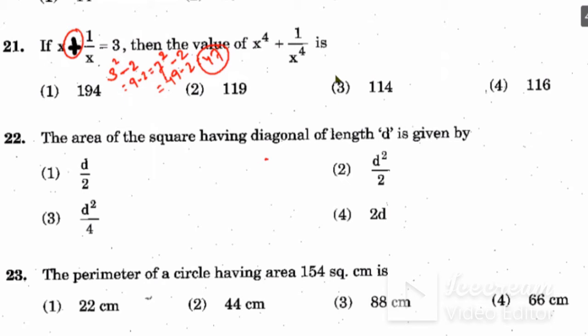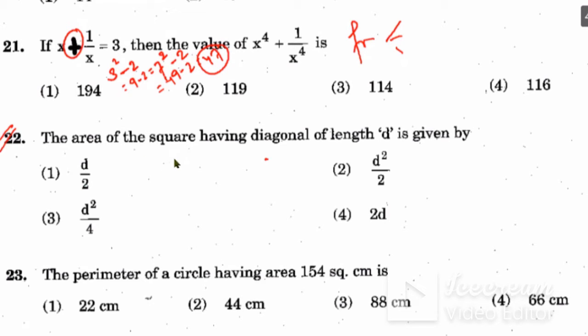You have to understand all the possibilities. From one question you can make 2-3 questions, so that you can understand what is the nature of the question and how many types of questions can be made from that question. Okay, so now question number 22.